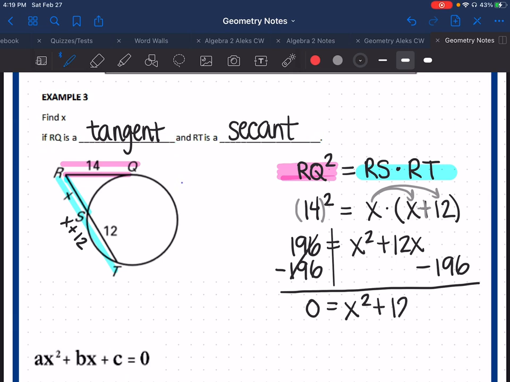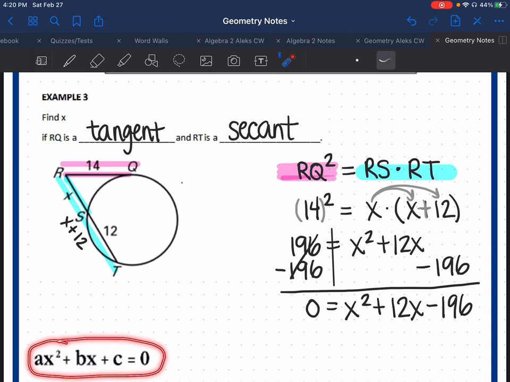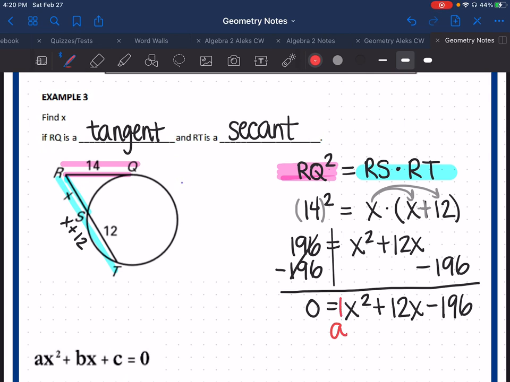Now I have a quadratic equation that is in the form ax squared plus bx plus c. I can go ahead and identify my a, my b, and my c. Here is my a. It's going to be the 1 right there. Here is my b. It's going to be positive 12. And here is my c. It's going to be negative 196. Okay, there's my a, my b, and my c.